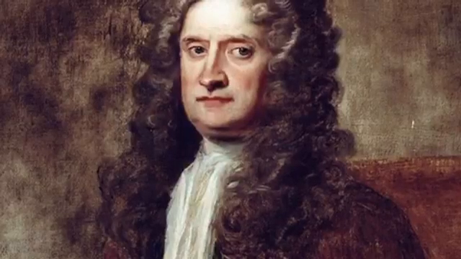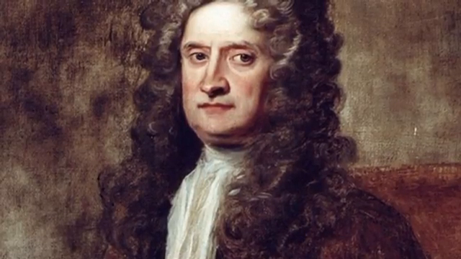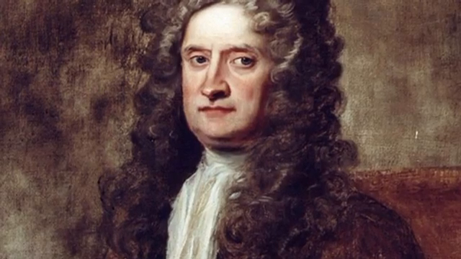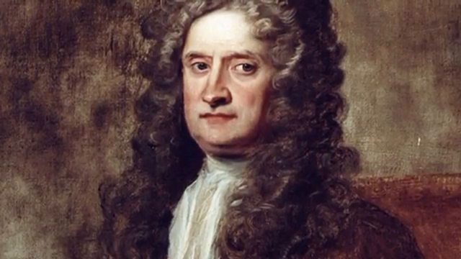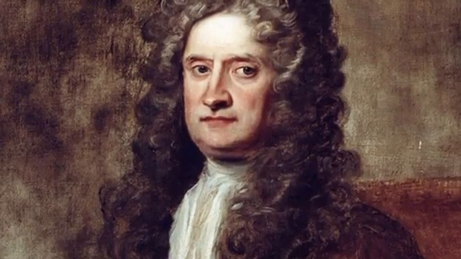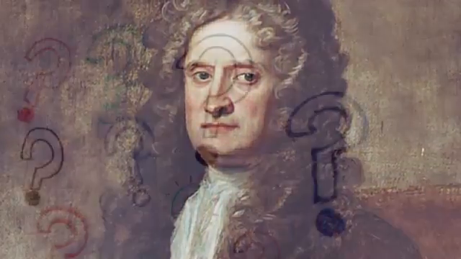The person who figured out this law was Isaac Newton. He was one of the greatest scientists and mathematicians that ever lived. He was born in England on December 25, 1643, in the same year that Galileo died, the person who invented the telescope. Isaac Newton lived for 85 years.